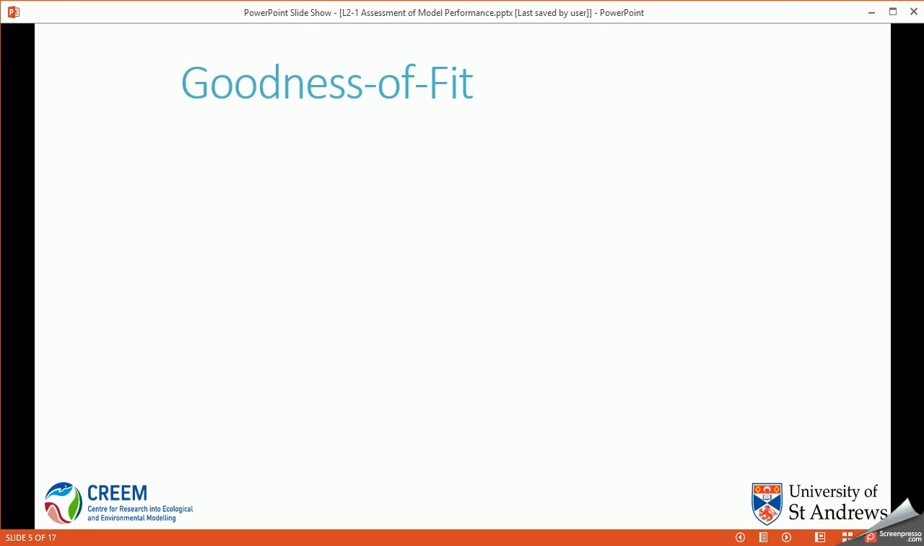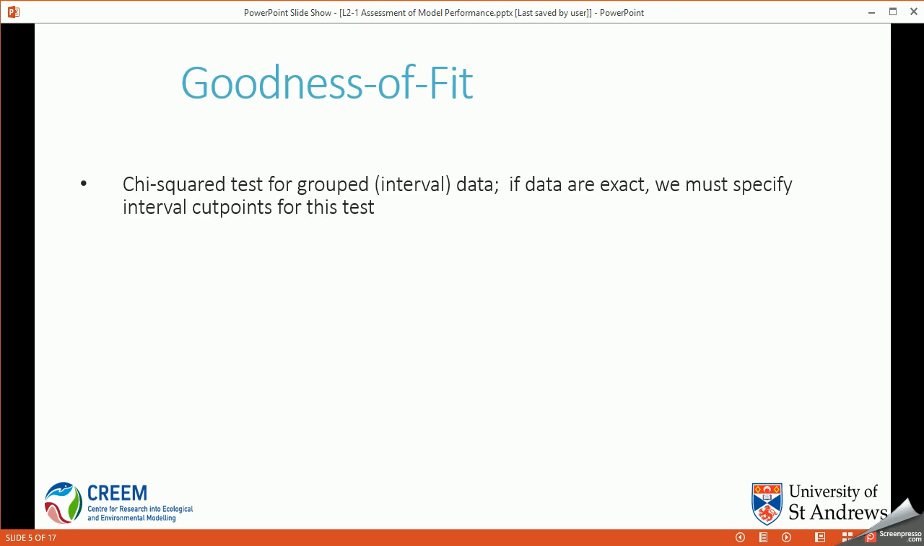Okay, so you've fitted the models, at least two models, you've used AIC to compare them, you found which one of the models that you considered is the best model, but you still don't know whether that model is any good at all. And so now we need to assess the absolute goodness of fit, and we're going to look at a couple of ways of doing that. The first is a chi-squared test, which you may have seen in other contexts, for grouped or interval data.